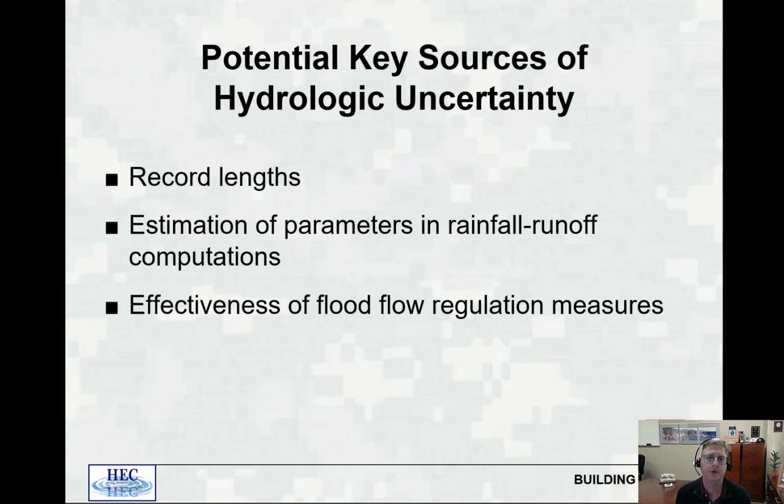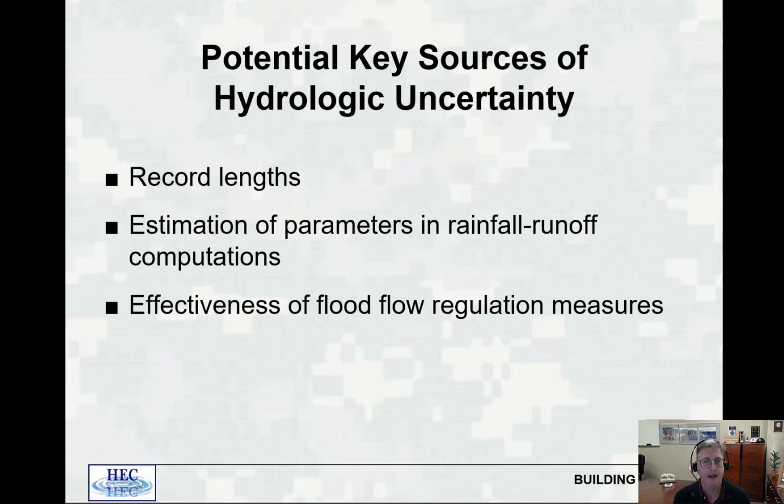Some potential key sources of uncertainty in hydrologic uncertainty. So in ER 1105-2-101, the key sources of uncertainties are identified per discipline. So hydrologic uncertainty, record lengths. We talked about that in the previous presentation. But if you have a short record length, you have high uncertainty. A long record length, less uncertainty.